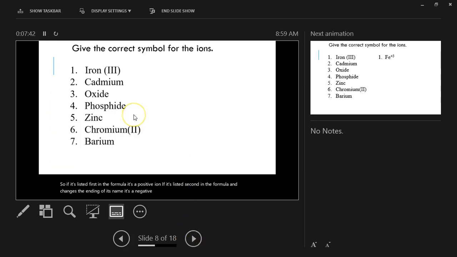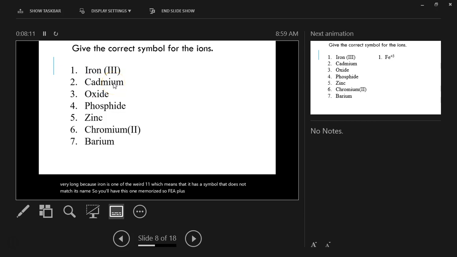Okay, so let's give the symbol and charges for these ions. First, iron with a Roman numeral 3. You look at your periodic table, but hopefully you don't have to look for very long, because iron is one of the weird 11, which means it has a symbol that does not match its name. So you'll have this one memorized. Fe and a +3.